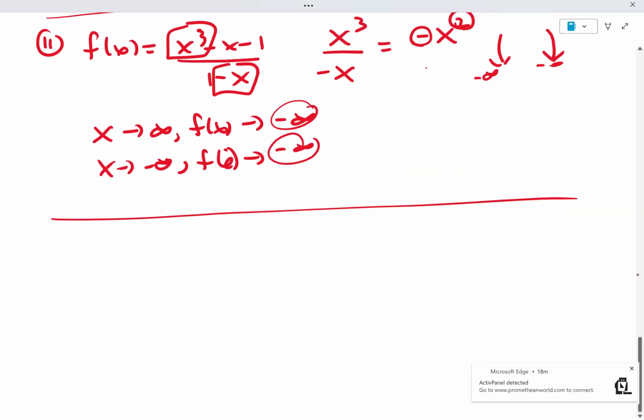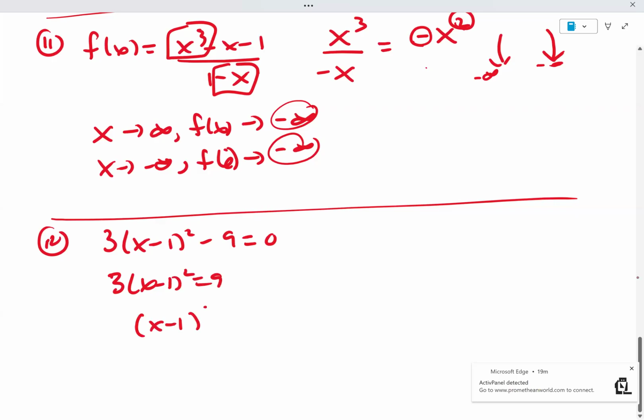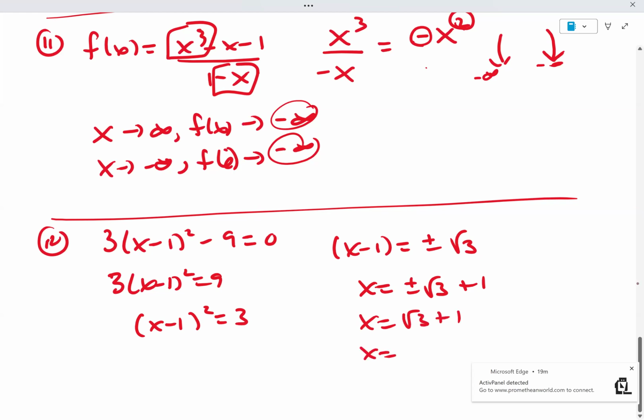And last but not least is number 12. Find all zeros of this function. So we're going to set it equal to 0. I'm going to add 9. And I'm going to divide by 3. You undo a square by plus or minus its square root. And then I'm going to add 1. So my zeros are √3 plus 1 and -√3 plus 1.